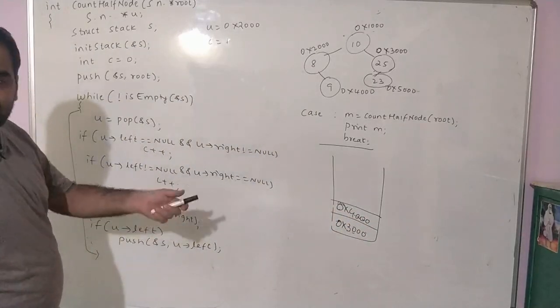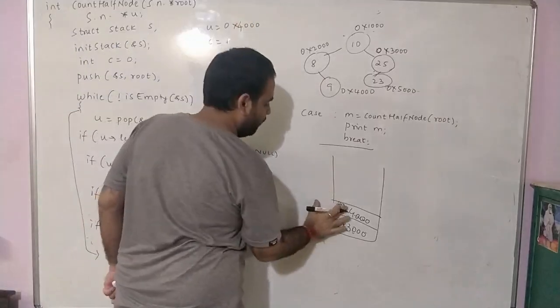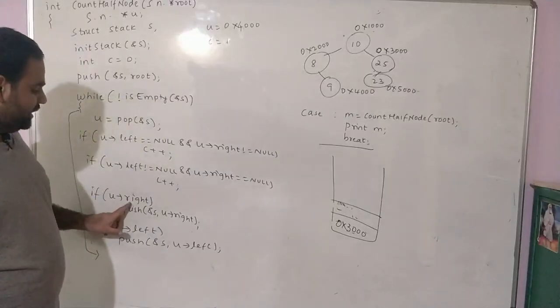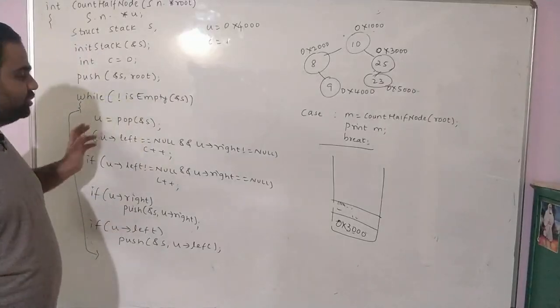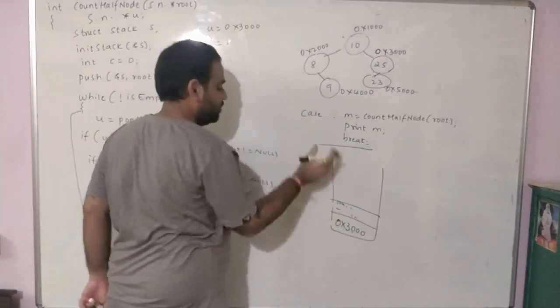Go back, not is empty of stack, yes. U is equal to pop. What do you pop from the stack? You pop 4000 from the stack. Now you check, is it a half node? No, it is a leaf node, therefore do not push anything. Again, not is empty of stack. Yes, you pop 3000 from the stack.